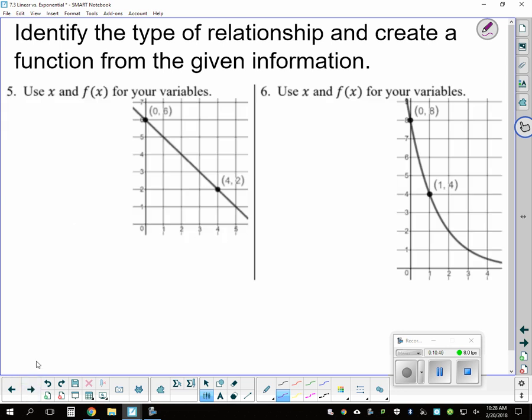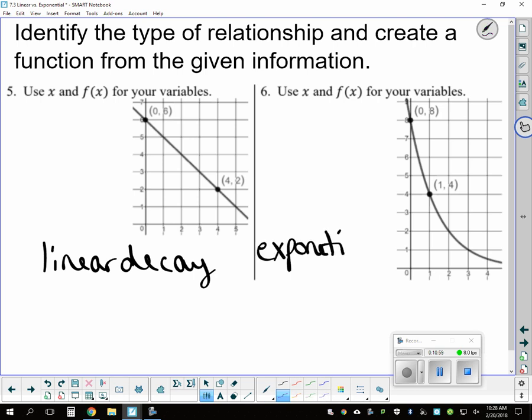Okay, we also need to be able to do the same thing from a graph. Graphs are really easy to see if they're linear or exponential right away. So obviously if it's a straight line, it's going to be linear. This is going down, so it's decay. And if it's this curve, the exponential curve, then clearly it's going to be exponential. This one is also going down, so that would be decay as well.